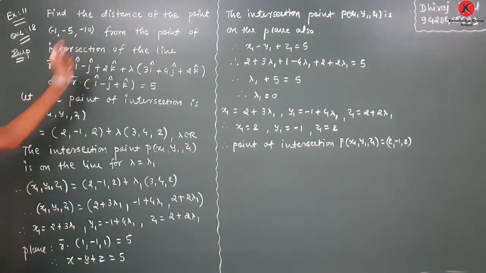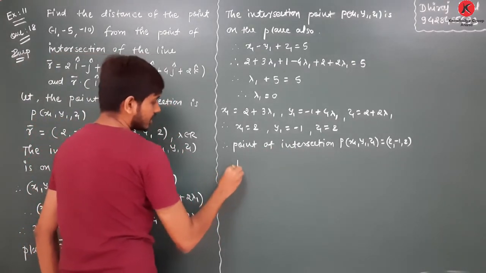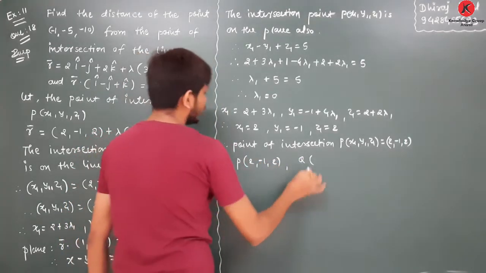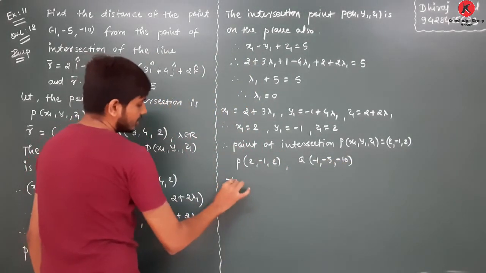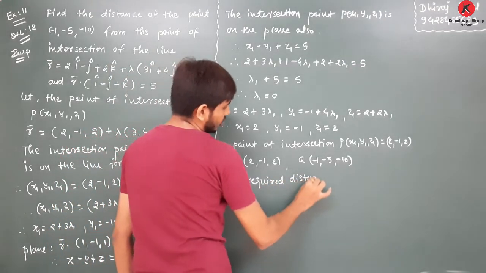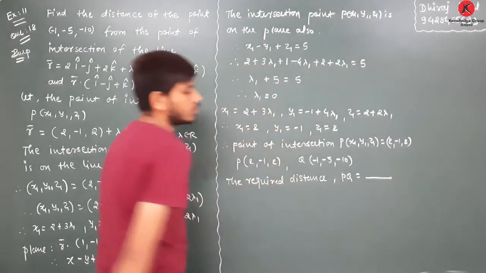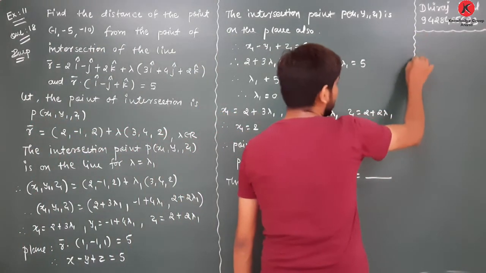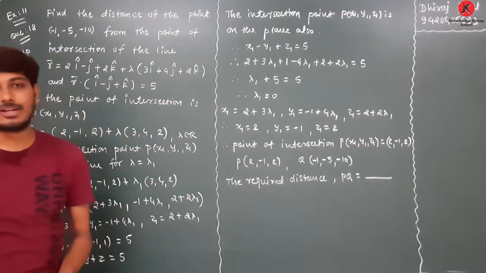Now the required distance from this point to the point of intersection. The point of intersection P is (2, minus 1, 2), and the given point is Q (minus 1, minus 5, minus 10). You have to obtain the required distance PQ by use of the distance formula: under root of (x2 minus x1) whole square plus (y2 minus y1) whole square plus (z2 minus z1) whole square.